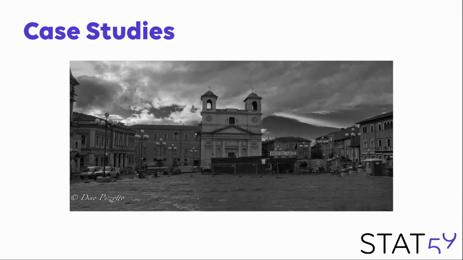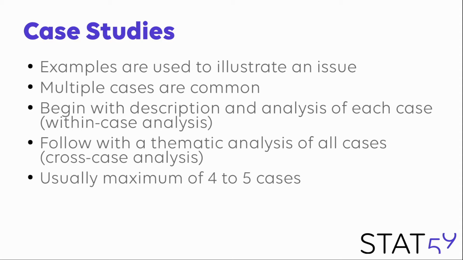And our final type of qualitative research we will talk about is number 5, case studies. So case studies are when we use examples to illustrate an issue. And multiple cases are common. We usually begin with a description analysis of each case, which is our within-case analysis, and follow them with a thematic analysis of all the cases. Usually we'll use a maximum of 4 to 5 cases in a qualitative study, as the amount of data we collect can be quite cumbersome.